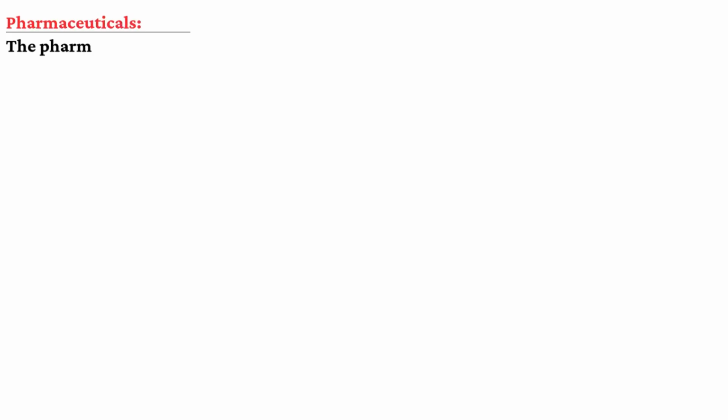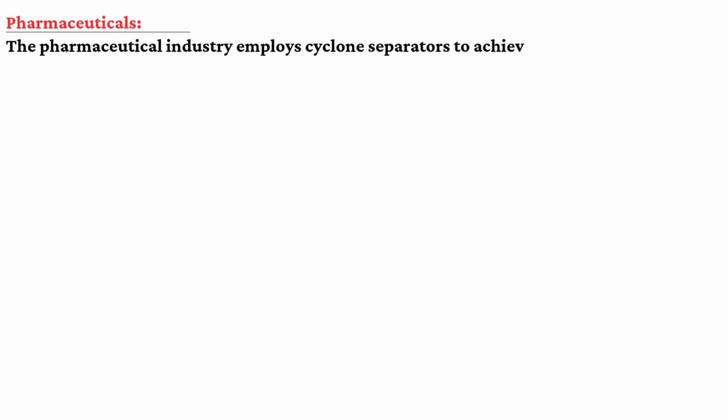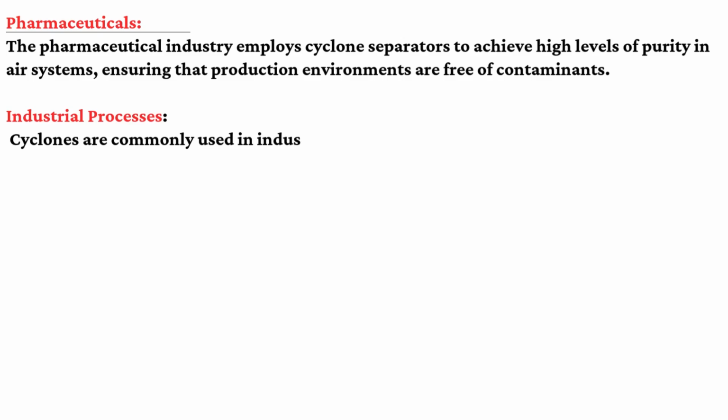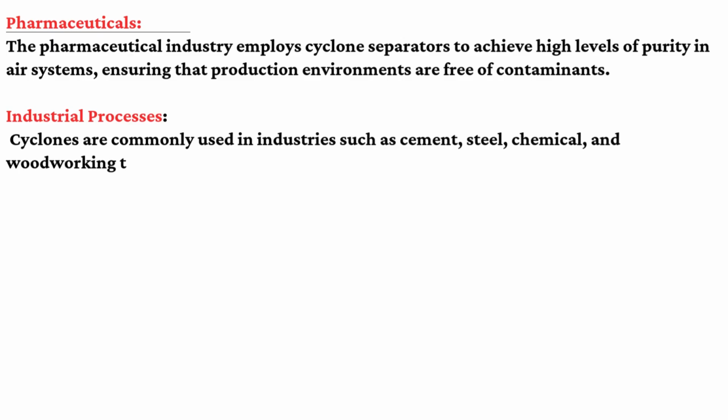And it is used in the pharmaceutical industries to achieve high levels of purity in air systems, ensuring that the production environment is free from contaminants. And in industrial processes, cyclone separators are commonly used in industries such as cement, steel, chemical, and woodworking to remove particulate matter from exhaust gases.